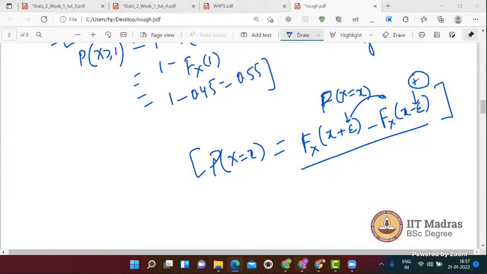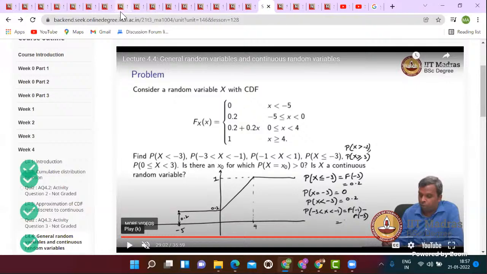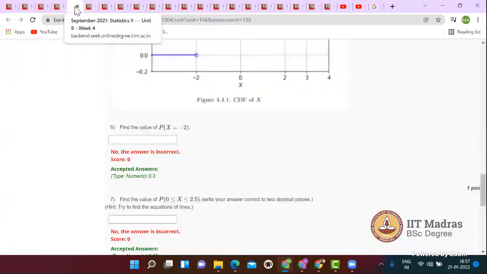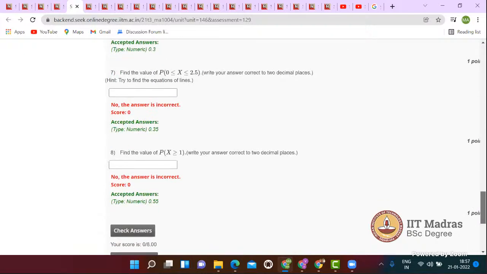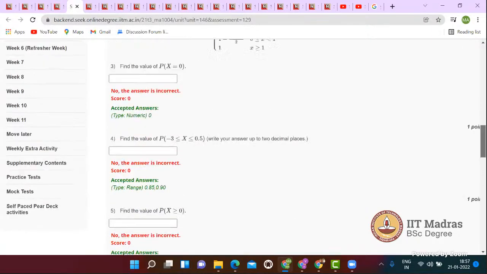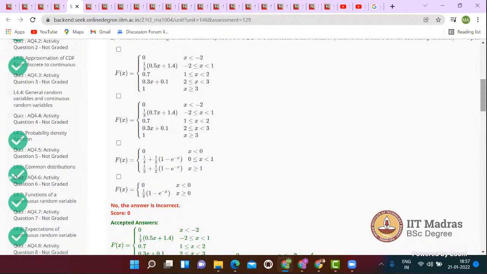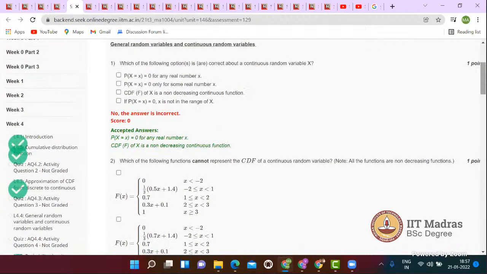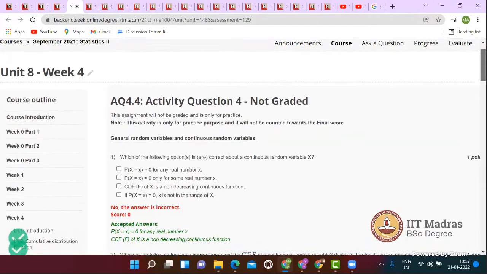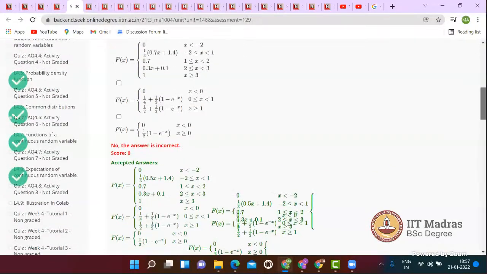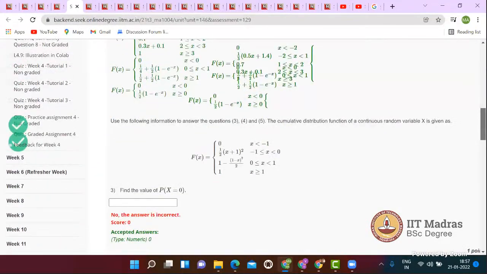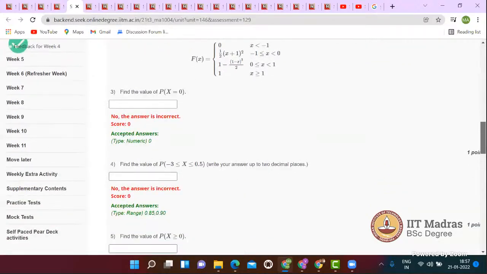So let's move on. 4.4 is done, right? Does anybody have a problem till 4.4? Any other question, if somebody has missed or wants clarity on any of the other questions till 4.4? No, right?